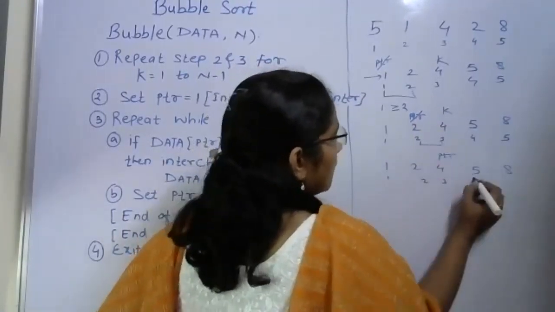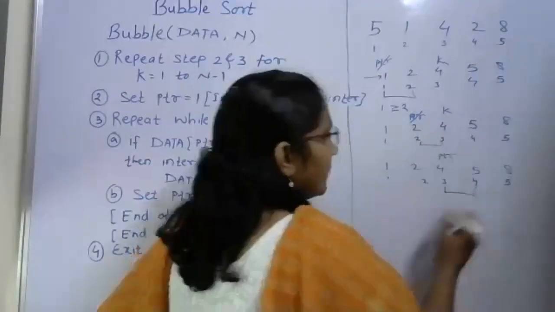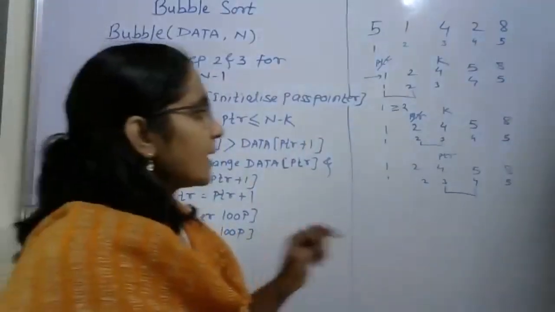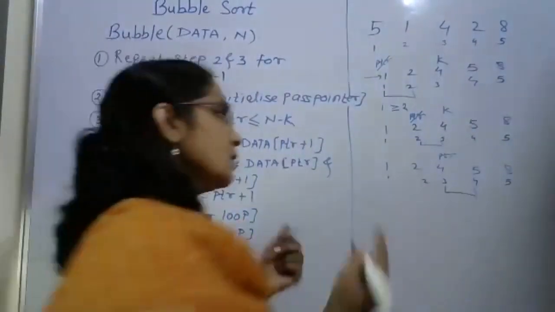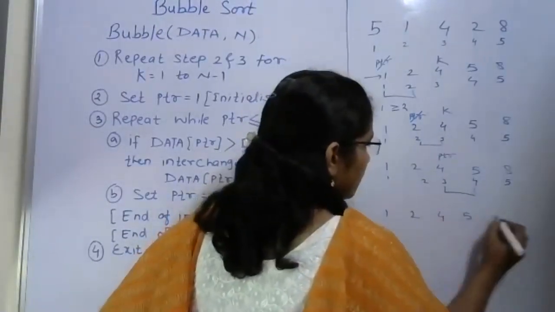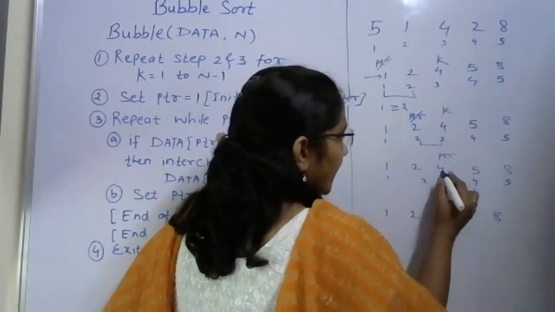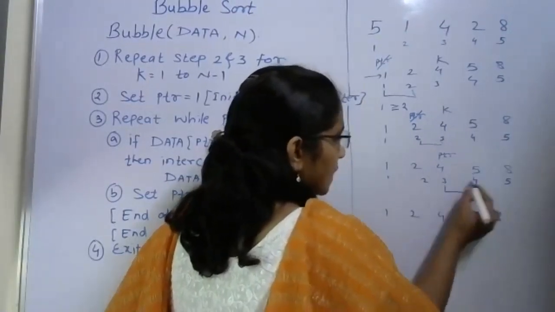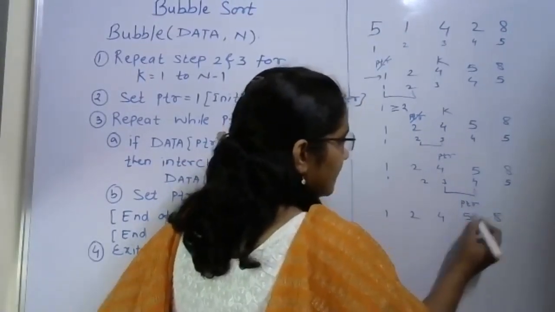At positions 1, 2, 3, 4, and then 5, now compare 4 with 5. Again, 4 is not greater than 5. So there is no swapping. So you will get 1, 2, 4, 5, and then 8. Now PTR equal to PTR plus 1. So 3 plus 1, 4. Now your PTR is at this location.